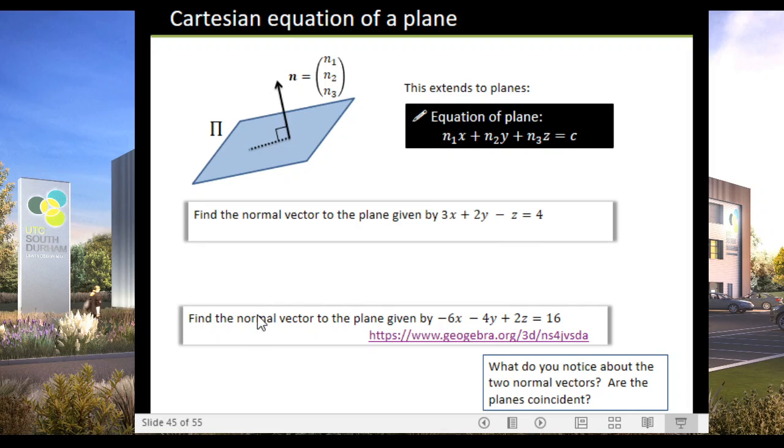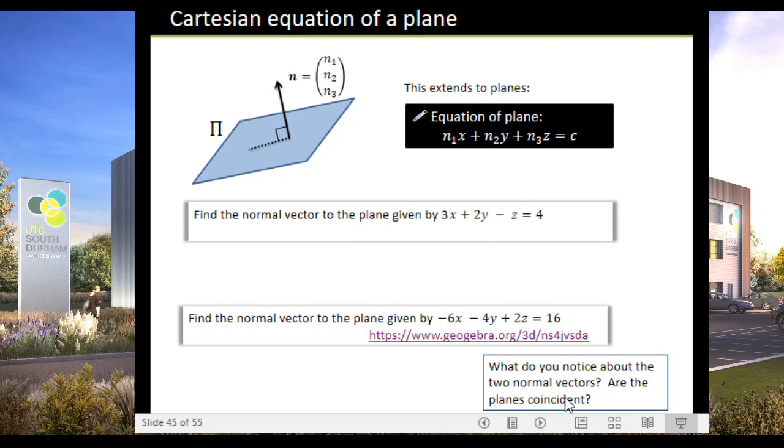Another example, find the normal vector to the plane given by minus 6x minus 4y plus 2z equals 16. Give you a second to think about that. You'll have found the normal vector is minus 6, minus 4, positive 2. If you're really paying attention here, you will notice that is minus 2 times the normal vector to this. So here we have 3 turns into minus 6, 2 turns into minus 4, minus 1 turns into 2.